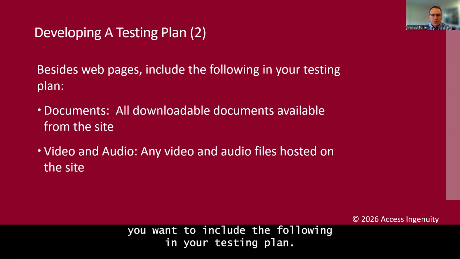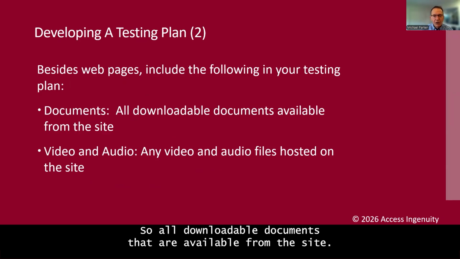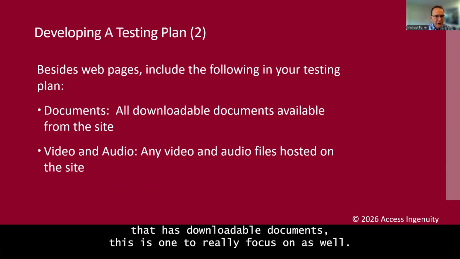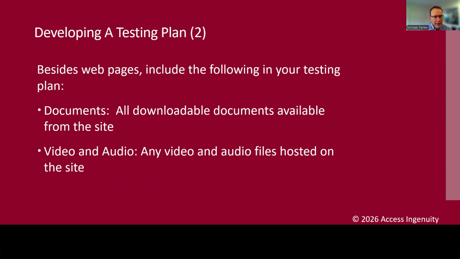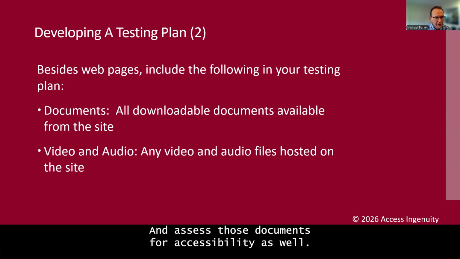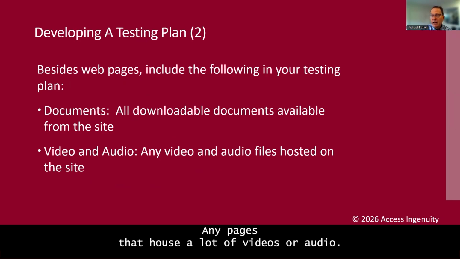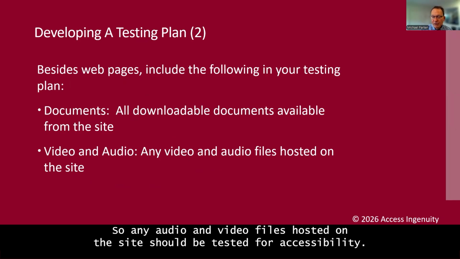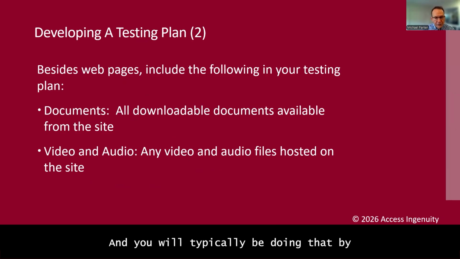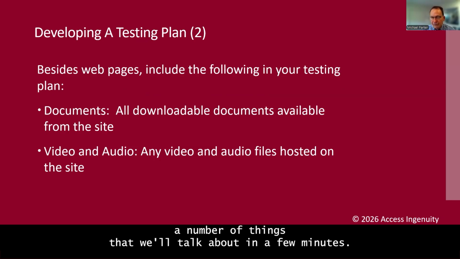Besides web pages, you want to include the following in your testing plan. Any documents. So all downloadable documents that are available from the site. So if you have a resource page that has downloadable documents, this is one to really focus on as well, and assess those documents for accessibility as well. Any pages that house a lot of videos or audio. So any audio and video files hosted on the site should be tested for accessibility. And you will typically be doing that by a number of things that we'll talk about in a few minutes.